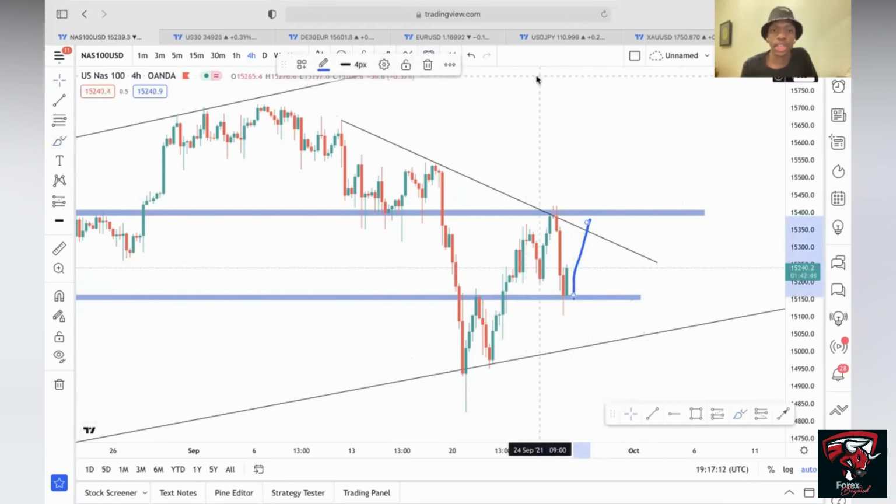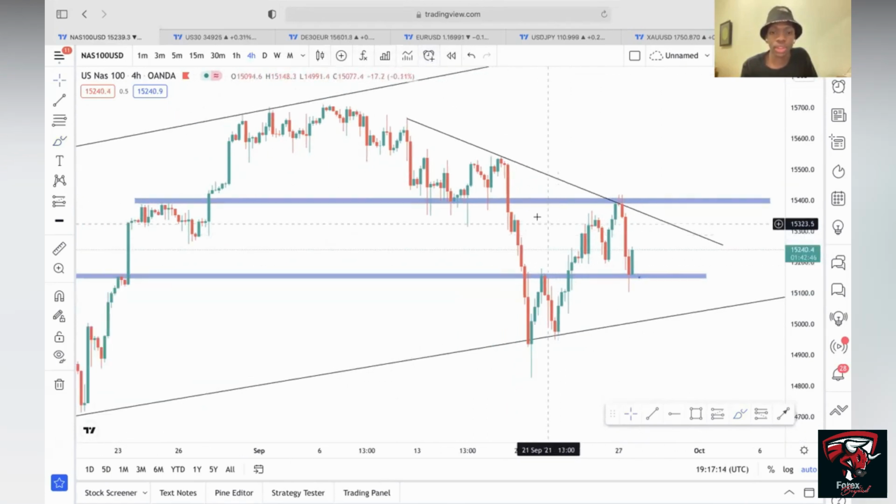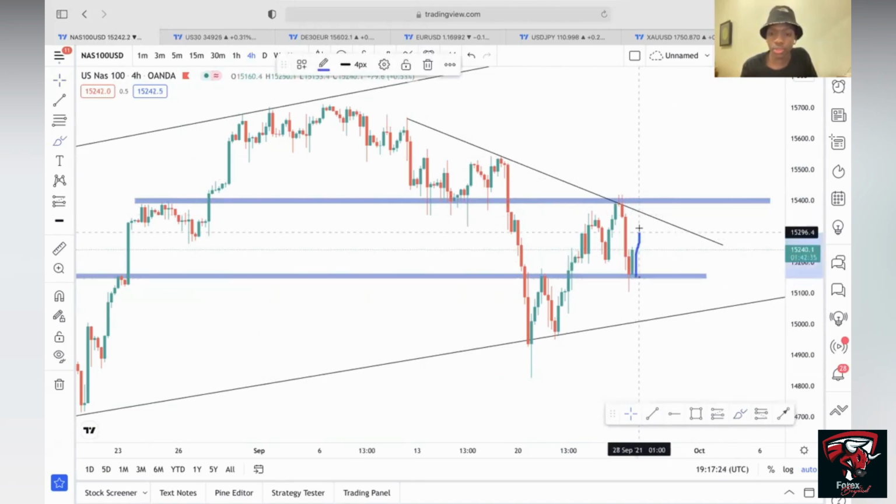So let's just wait and see how Nas reacts to this zone over here. If this zone is respected, then we can execute sells. If it's broken, then we'll have to wait on the retest, right? Meaning that it has to close above, then retest. This is our retest, right? When it touches a broken zone.